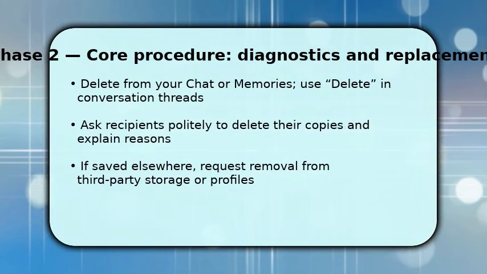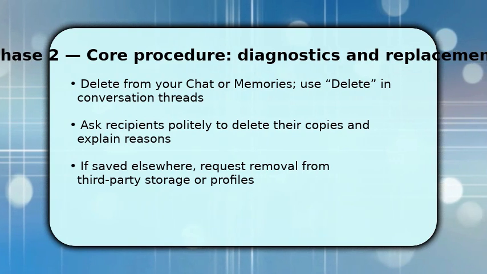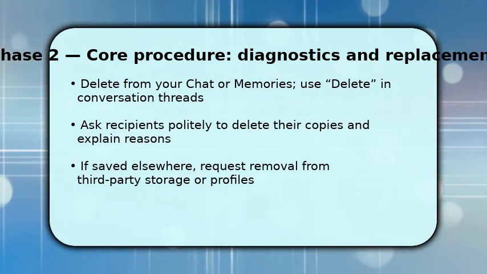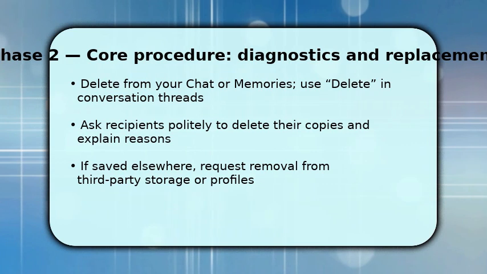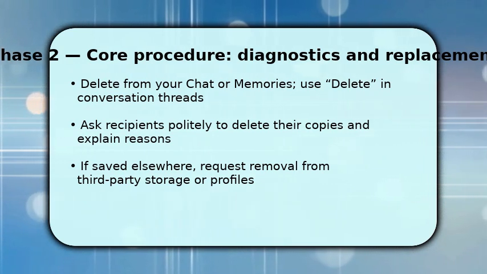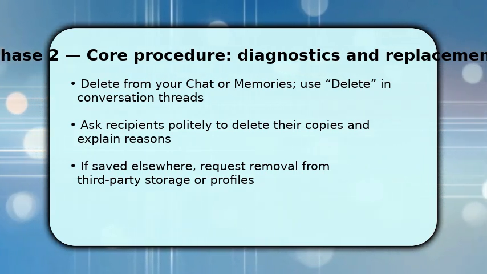Next, delete your local copy. In chat, tap the message delete, and in memories, choose the snap delete. Once done, message recipients and request they delete their saved versions. Be direct and brief, and explain why.